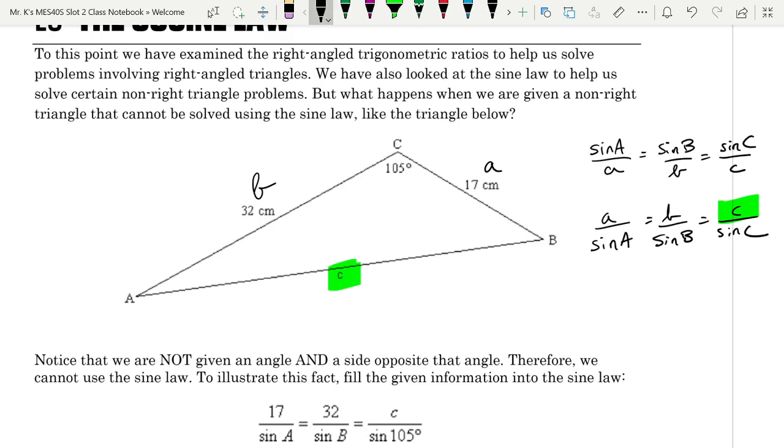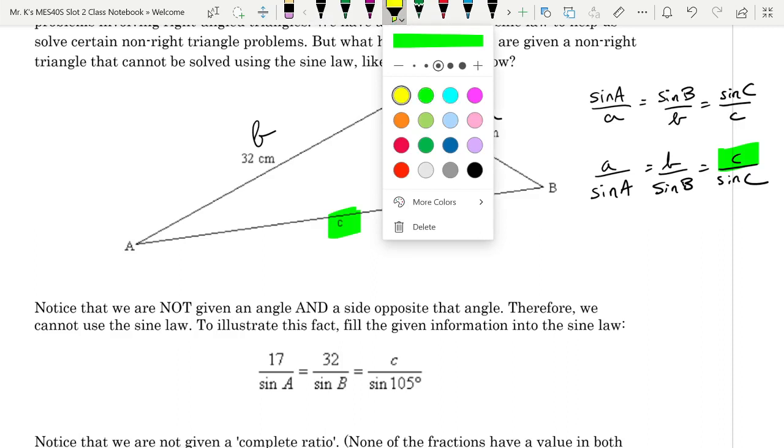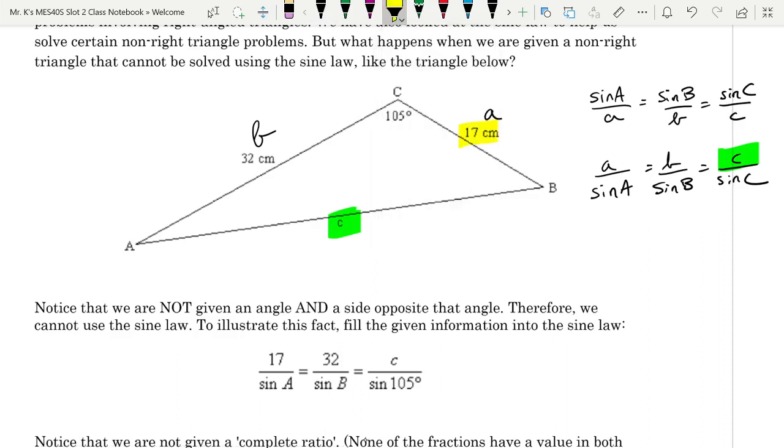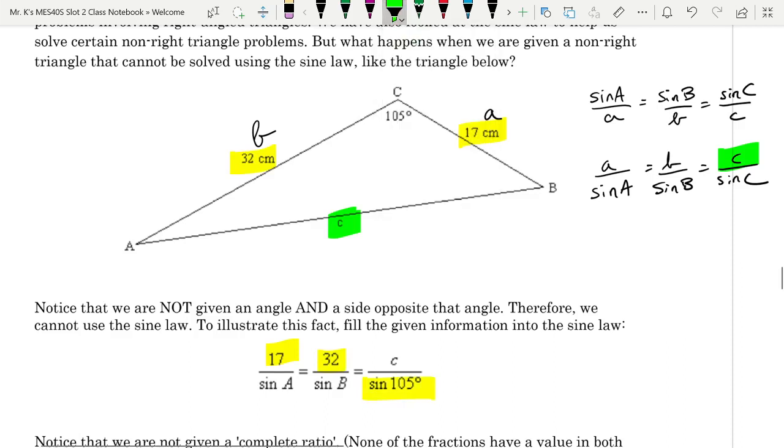All right. Plug in what we know. Well, we know side A. Side A is 17, so they put it there. We know side B. Side B is 32. They put it there. And we know angle C is 105. So if the thing I'm looking for is this side C, which of the two ratios here should I be using?